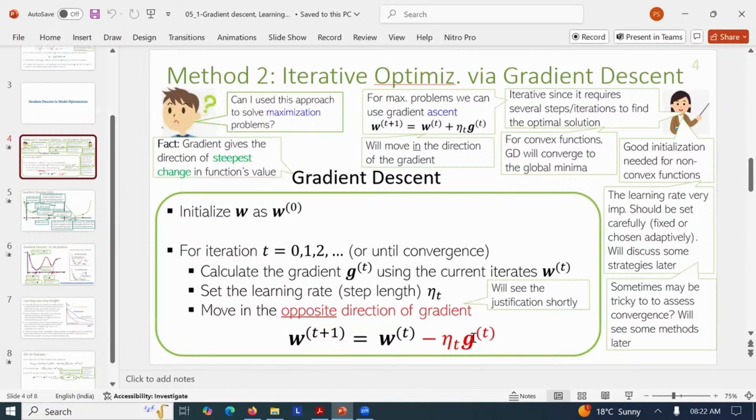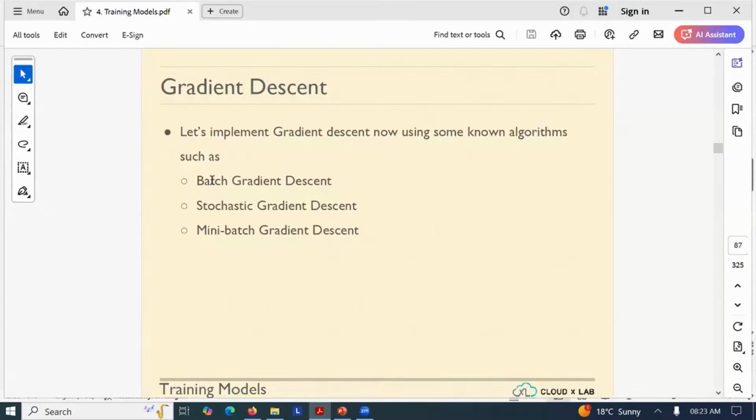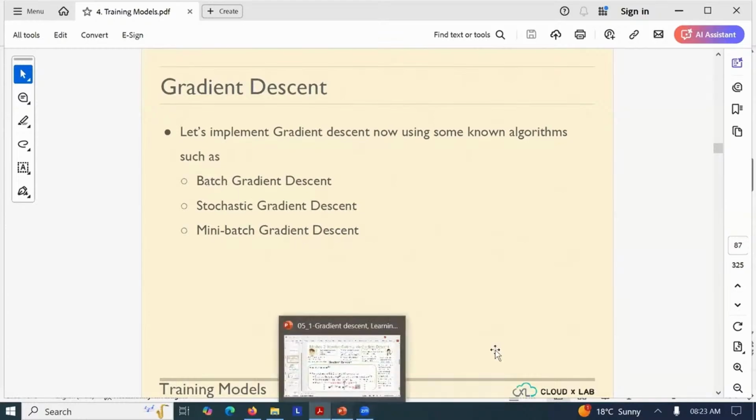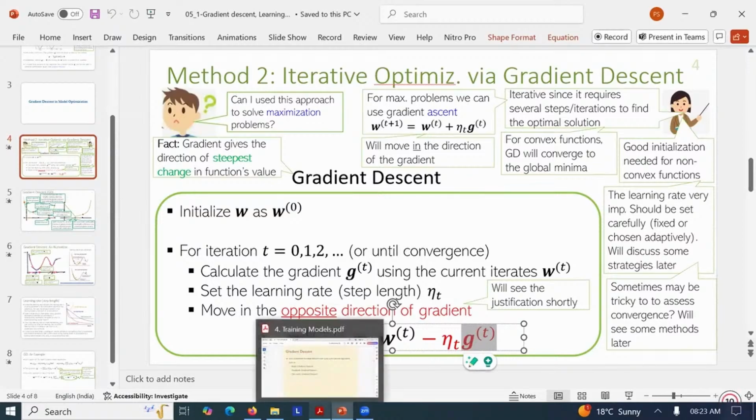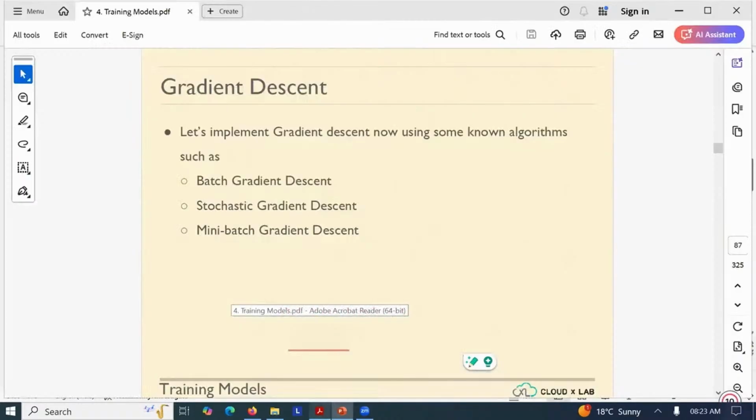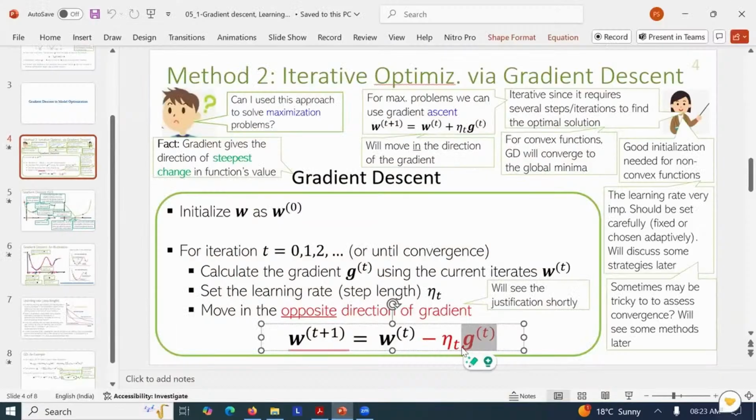So here we need to calculate this gradient, right? Then only we can move in the opposite direction of the gradient. Now, depending upon how we are calculating this gradient, the gradient descent algorithm can be categorized into three types: batch gradient descent, stochastic gradient descent, and mini batch gradient descent, right? Which means if we are calculating this gradient using all training data, then that method is called batch gradient descent, right?